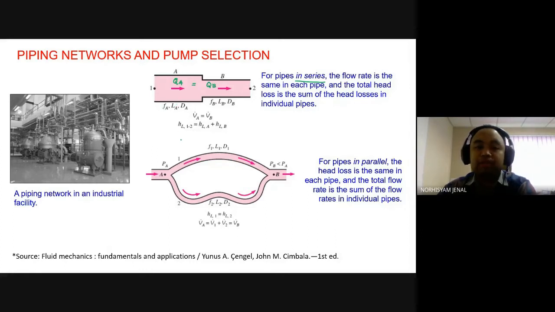However, if you talk about losses, the losses should be the sum of the head losses for the individual pipes, meaning this is HL total from point 1 to point 2. So this is HL total at point 1, and this is HL total at point 2. This is major and minor combined together, then you add up together, and you get the HL total.